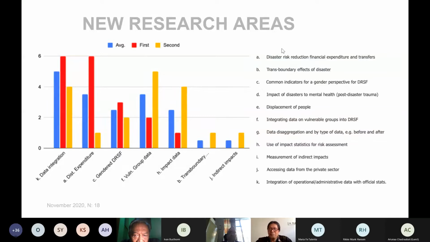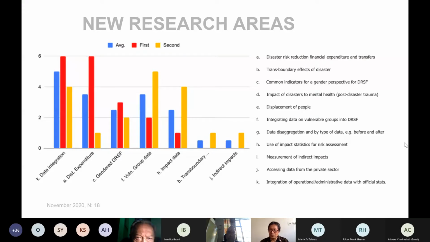from this technical working group, we look at the blue one as the average. If you look at that, most of you are answering that you would like to see the integration of the data, from operational and administrative data to the national statistical system. The second most favorite for you is that you would like to learn more about disaster expenditure. This is referring to the last conversation last month, that you would like to see this technical working group, and your interest is to learn and share, actually.